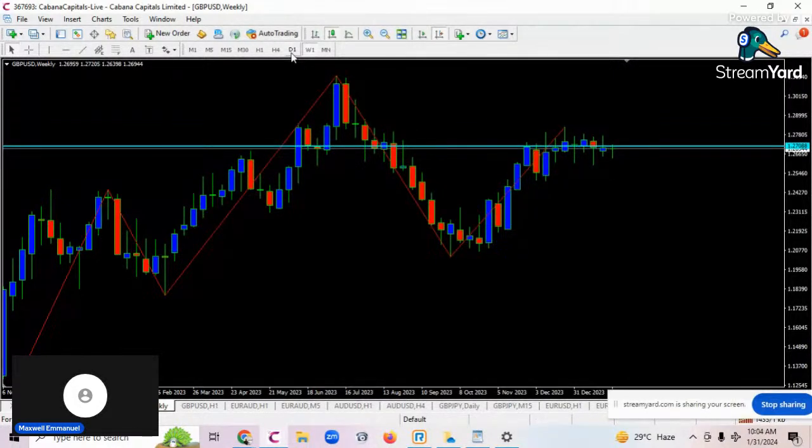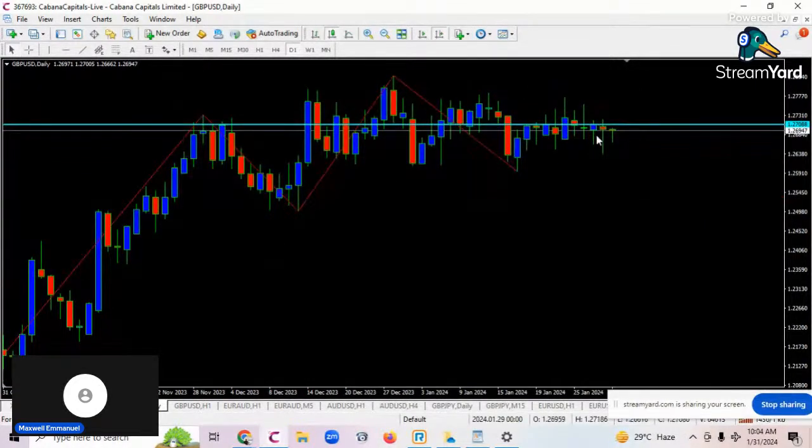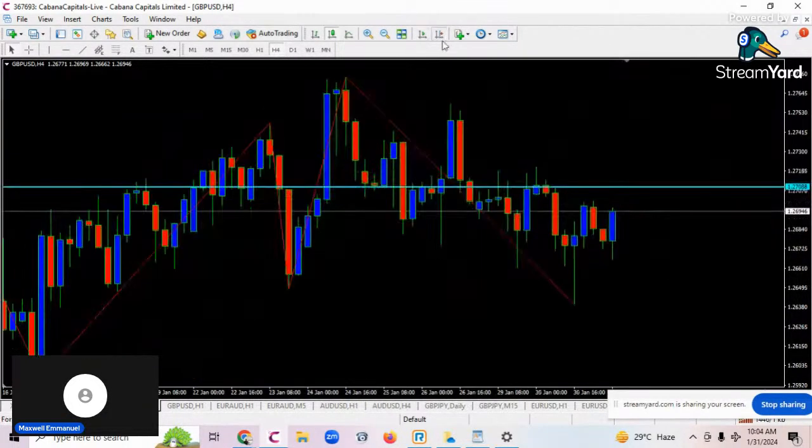So what do we have on daily? I see this candle closes as a hanging man. It is trading below that support. Let's go down to 4 hour and see what we have on 4 hour. This is a hammer, right?